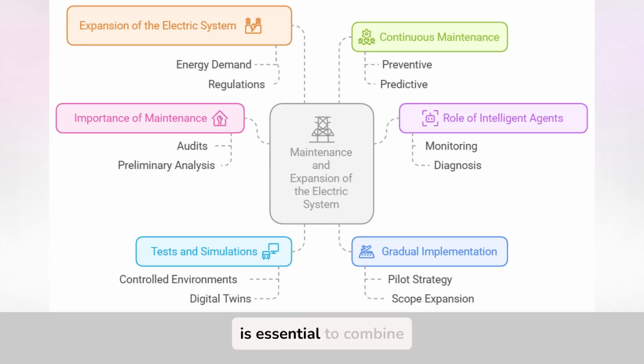Exactly. It is essential to combine preventive maintenance, such as scheduled or regulatory inspections, with predictive maintenance, which analyzes data in real time. This ensures that equipment is always in its best condition. For example, every test and repair can be recorded to adjust future strategies. This all sounds very promising. What are the long-term benefits?